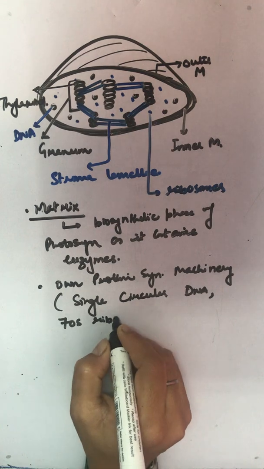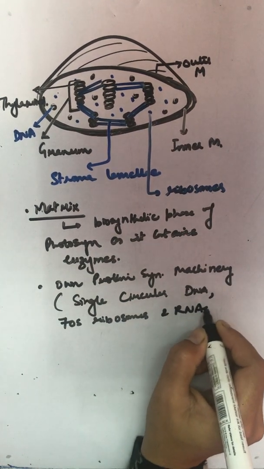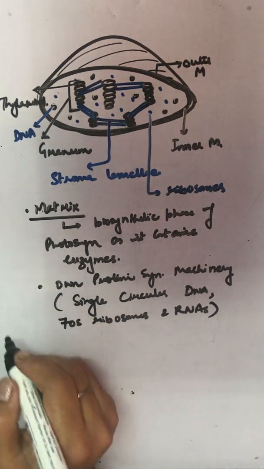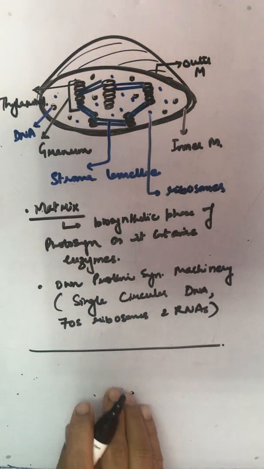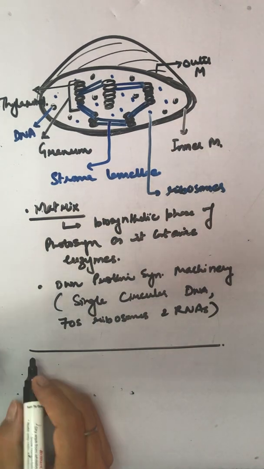Ribosomes and RNAs. That's why we call it a semi-autonomous organelle. Then moving to what are ribosomes.